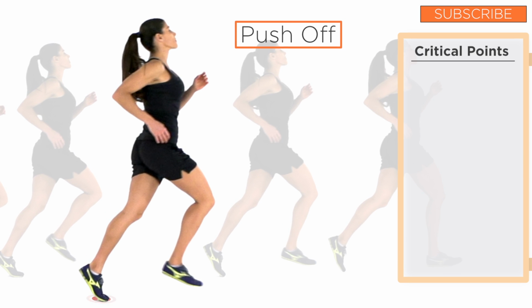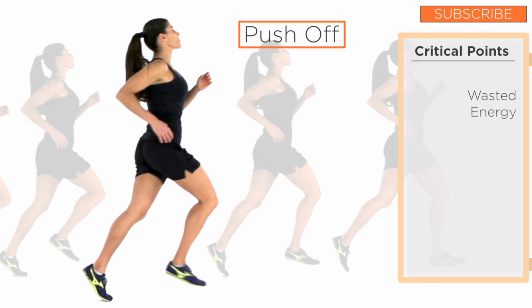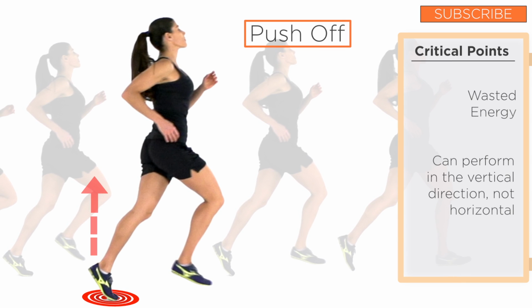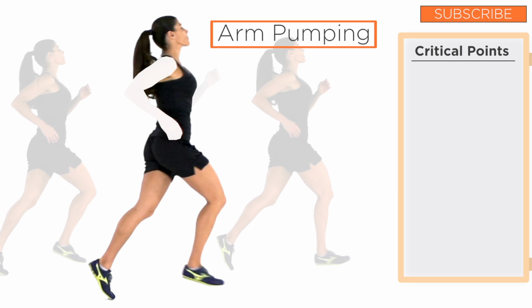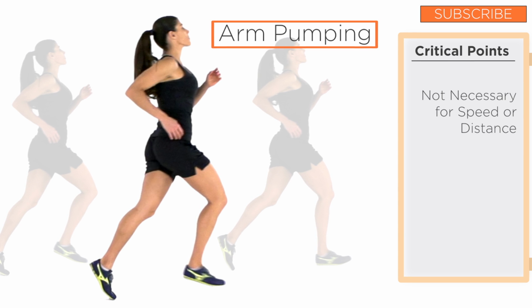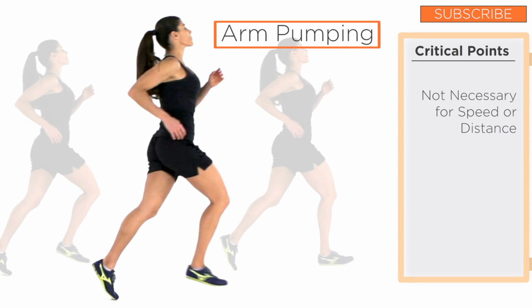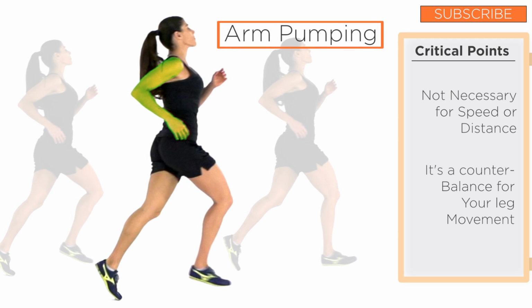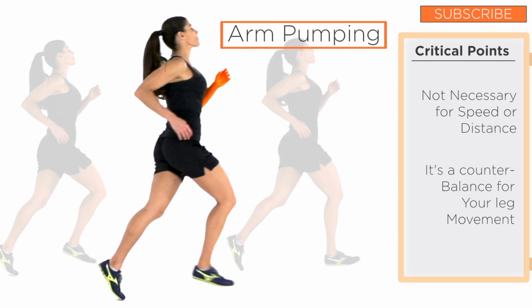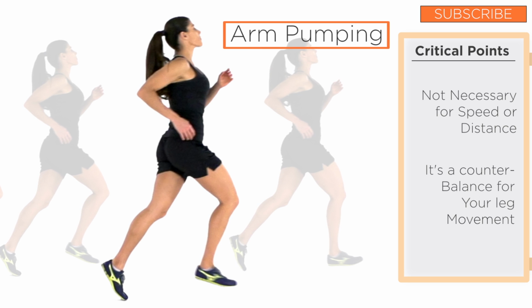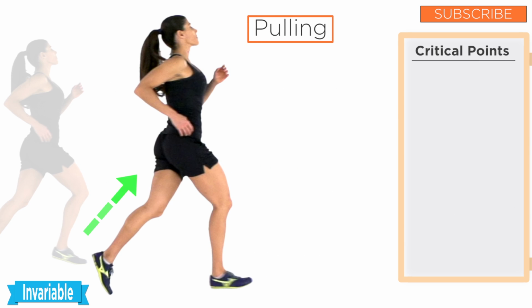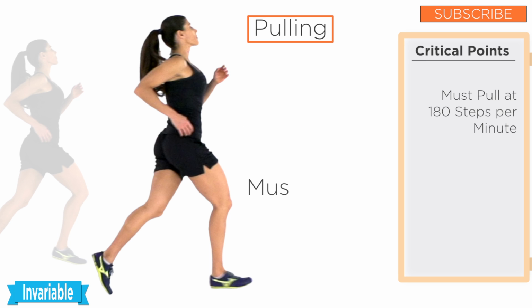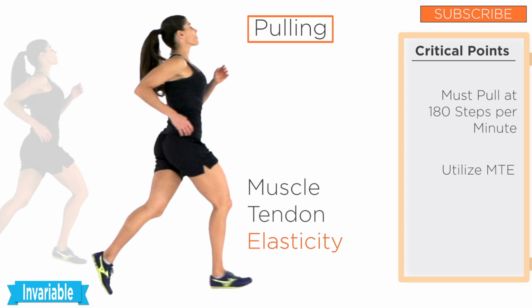Pushing off is nothing more than wasted energy. You can do it in the vertical direction, but it doesn't help you with horizontal movement. Active arm pumping is also variable. It's not a necessary factor to help you run faster or longer. Arm pumping functions as a counterbalance for your legs. You pump your arms because of your leg movement, not the other way around. The final invariable element is the pull. Pulling at 180 steps per minute utilizes muscle-tendon elasticity and will lead to overall better running economy.